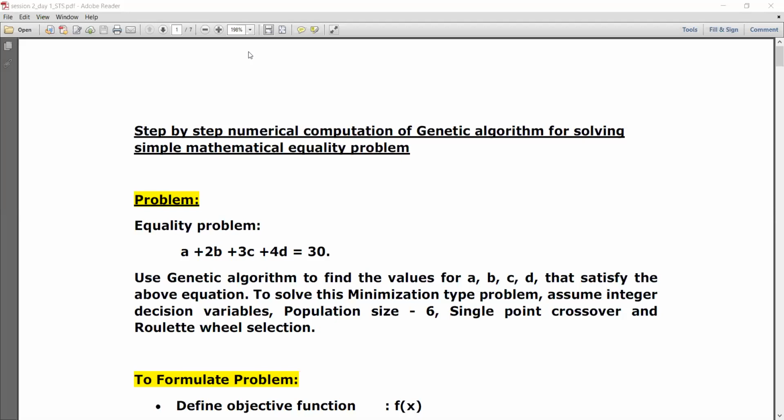The small equality problem that has been considered here for discussion is a + 2b + 3c + 4d = 30. So it is a simple equality problem. On the left hand side, we have a simple equation which involves 4 unknown variables a, b, c, d, and on the right hand side, we have 30, right? So now for attacking this problem, we are going to apply the genetic algorithm. Clear? So genetic algorithm, evolutionary algorithm, there is not much deviation.